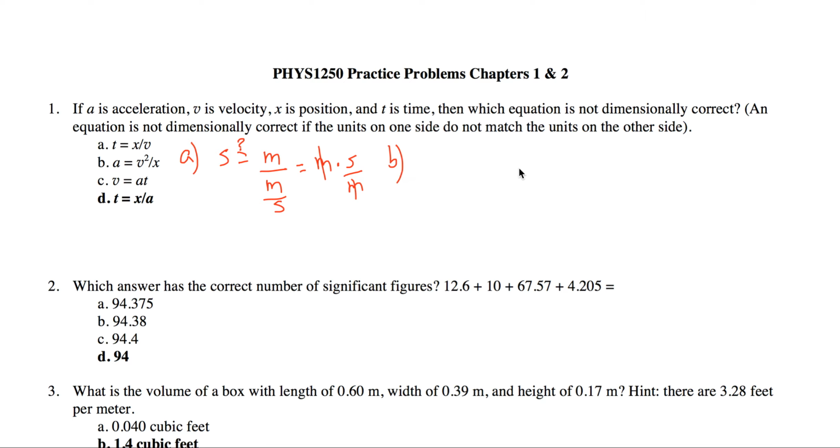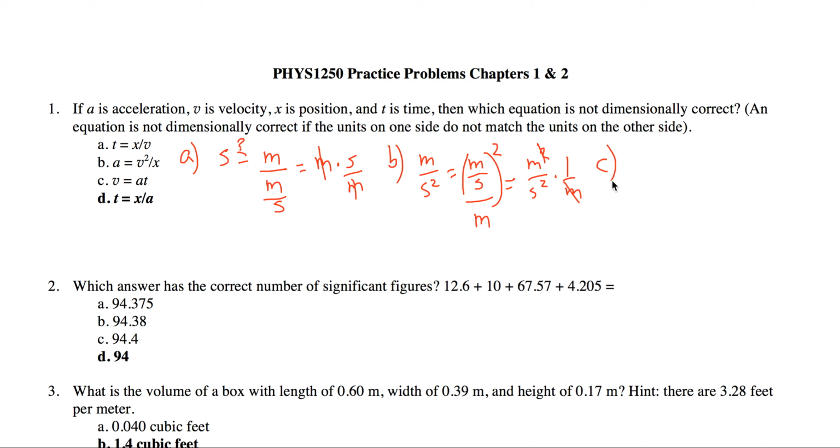Let's look at letter B. Acceleration, which is in meters per second squared. Is that equal to velocity squared, so meters per second, we want that whole thing squared, divided by x, which is meters? So this is going to be equal to meters squared per second squared. And if you divide by m, it's like multiplying by 1 over m. So we can see that one of the meters cancels out, and we are left with meters per second squared. So part B is okay as well.